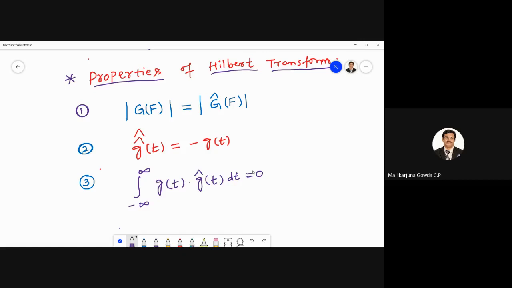Of course, we make use of these properties whenever required. So that is why I am saying what the properties of the Hilbert transform are. So the next concept is the pre-envelope.